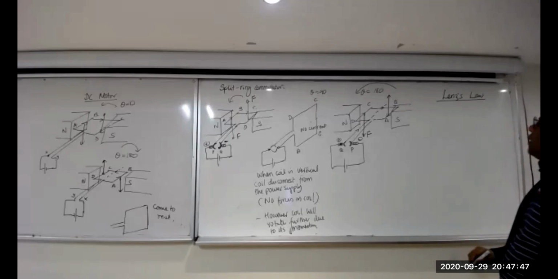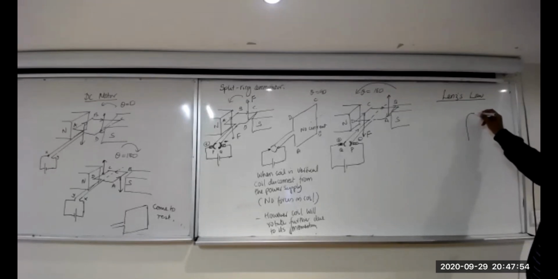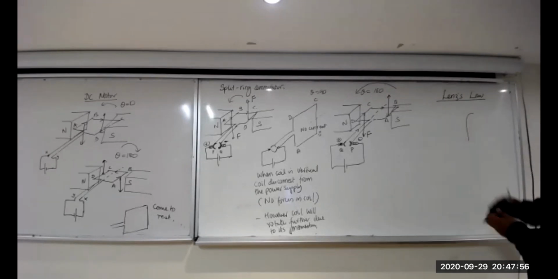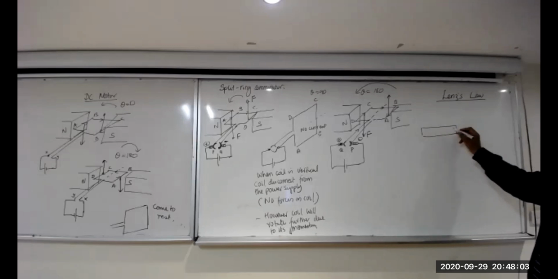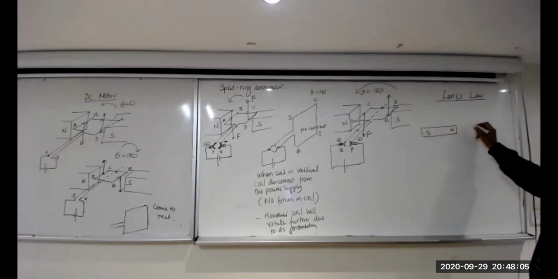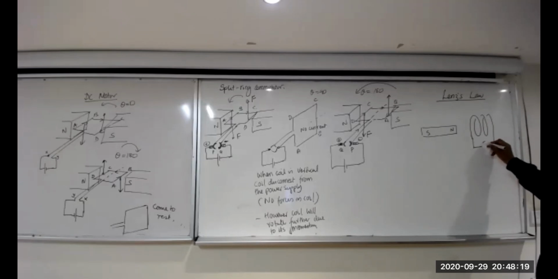Lenz's law. As you guys know, if I move a magnet through a coil, maybe, there is a coil, but it's not a solenoid as such because it's not connected to the power supply. But it's connected to the ammeter.